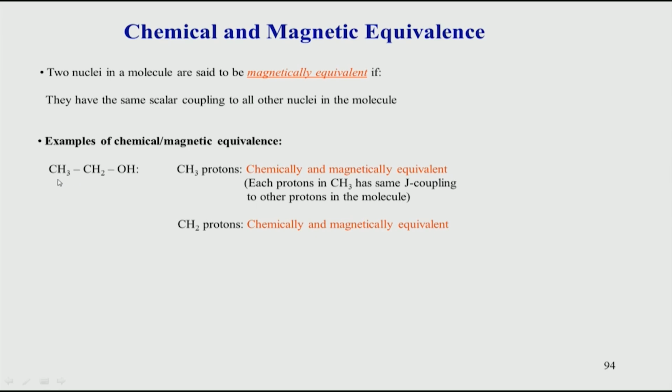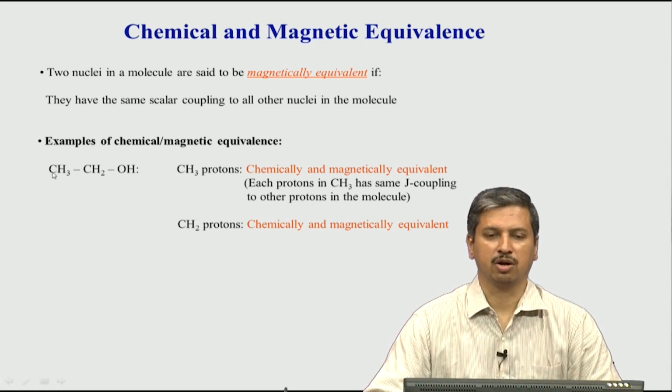So, in the methyl group case, we have to see if each of the hydrogens in this methyl group has the same J coupling with all the other hydrogen atoms in the molecule. If yes, if they have the same coupling, then we say that these three hydrogen atoms are not only chemically equivalent, but they are also magnetically equivalent. So, this is the concept.